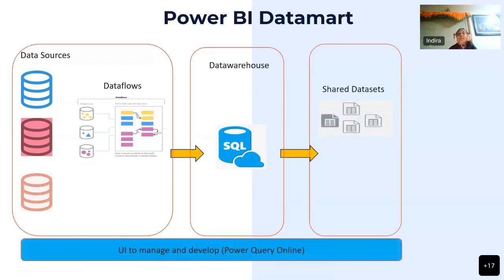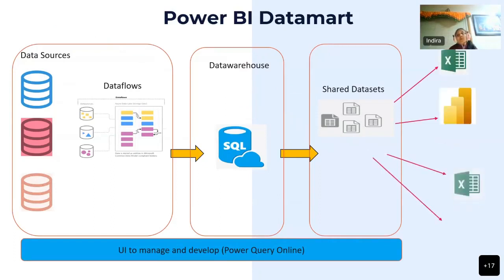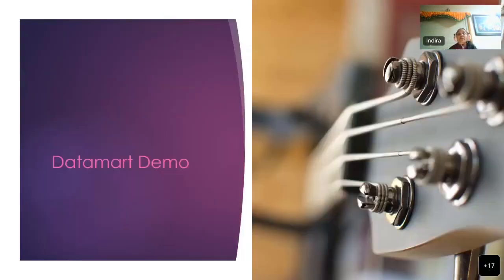All these three layers happen with a UI to manage and develop, which is Power Query Online. You might all be familiar with Power Query. Citizen developers can use Power Query Online, and then all this happens. And then you can use these shared data sets in your Excel and Power BI reports. So that's in brief the architecture of the Power BI data mart.